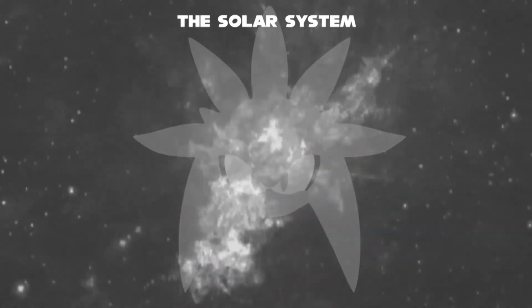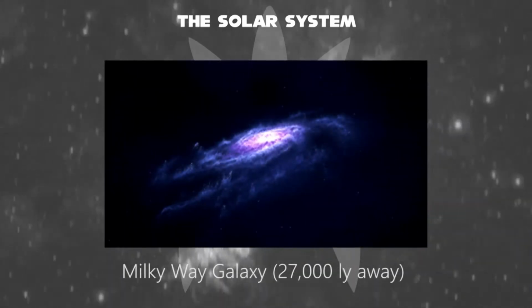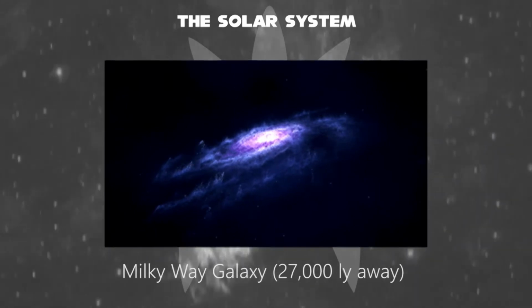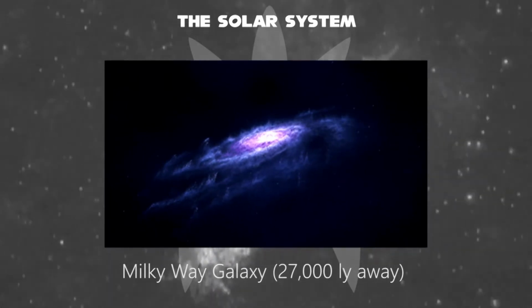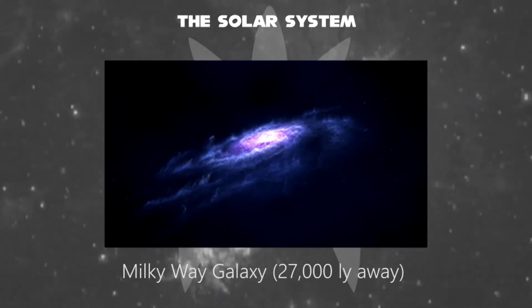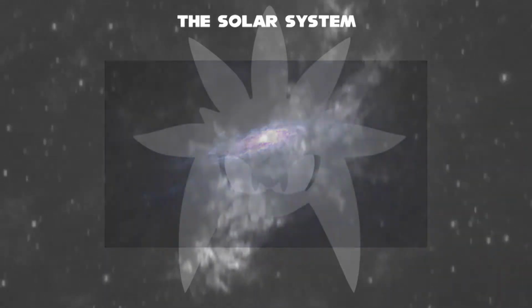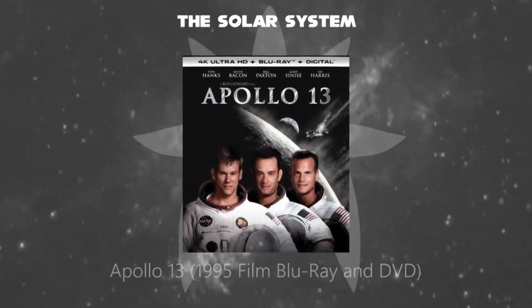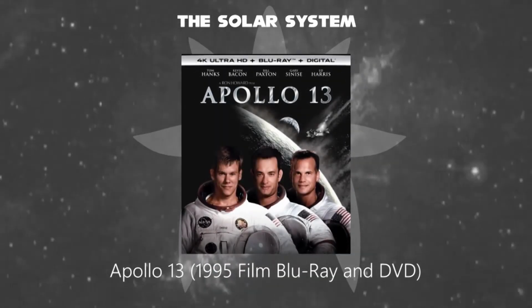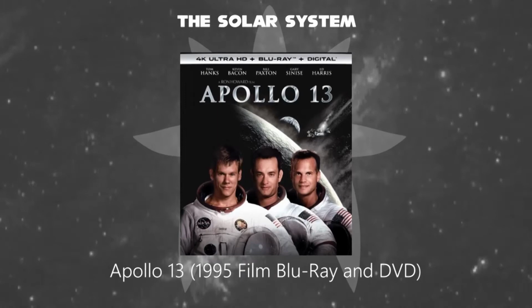As soon as you go away from the solar system at a distance of 27,000 light-years, you'll see the Milky Way galaxy, a hazy band of light seen in the night sky formed from stars that cannot be individually distinguished by the naked eye. Like the movie Apollo 13 in 1995, as an example.